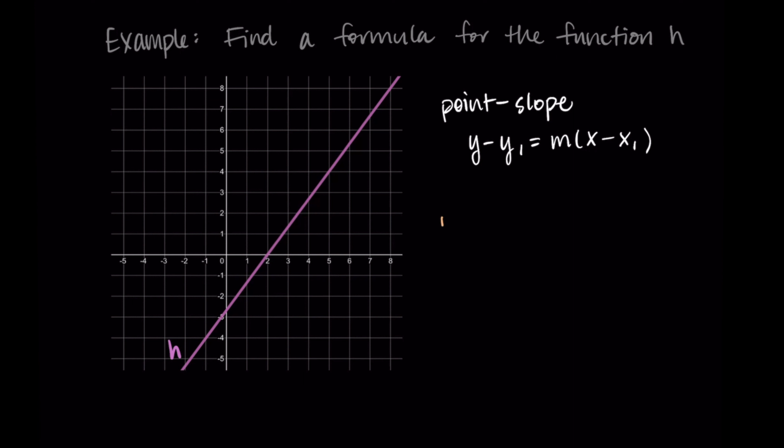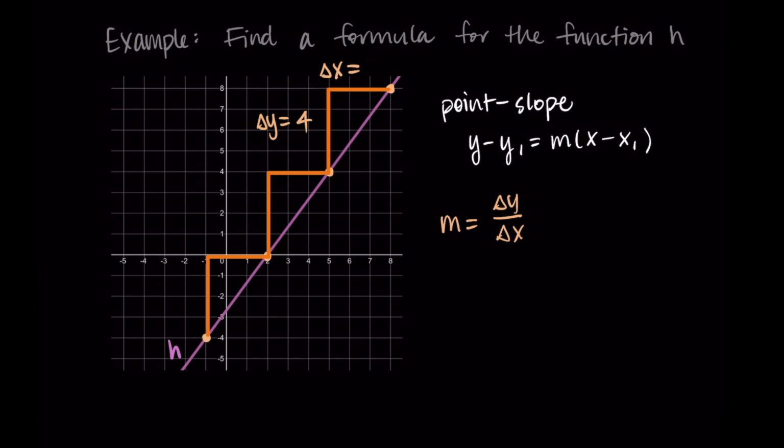So I'll need to find my slope and then just pick a point to use. So for the slope first, let's identify some points that we can see. So I see points at (-1, -4), (2, 0), (5, 4), and (8, 8). So those are some points. And now let's find the change in y and the change in x between these. So it looks to me like we're going up by 4 and then right by 3. So that's a change in y of 4 and a change in x of 3, which corresponds to 4/3 as my slope. So we have my slope.